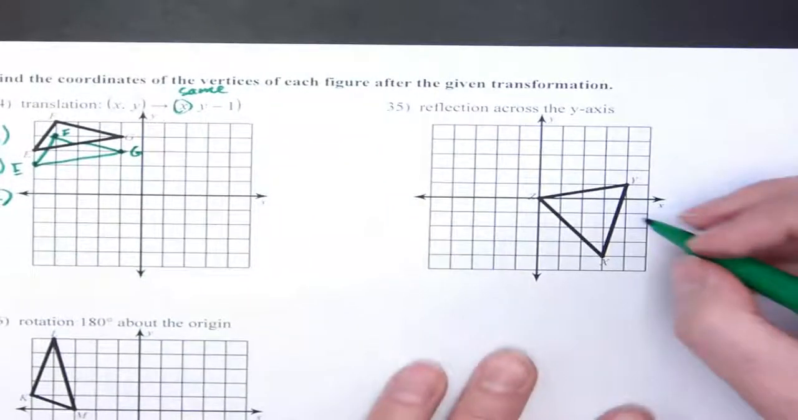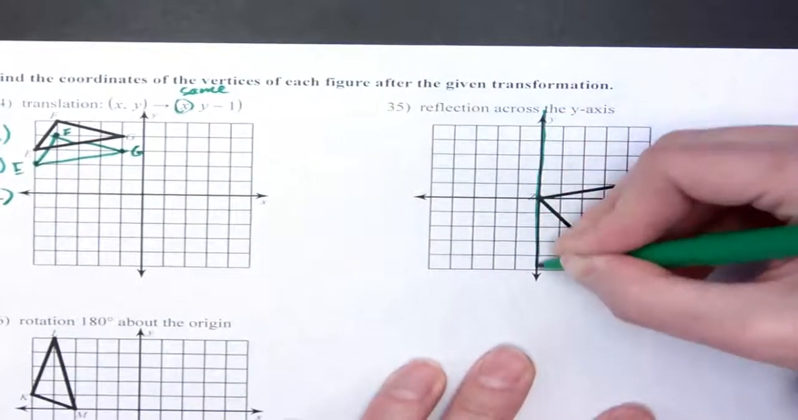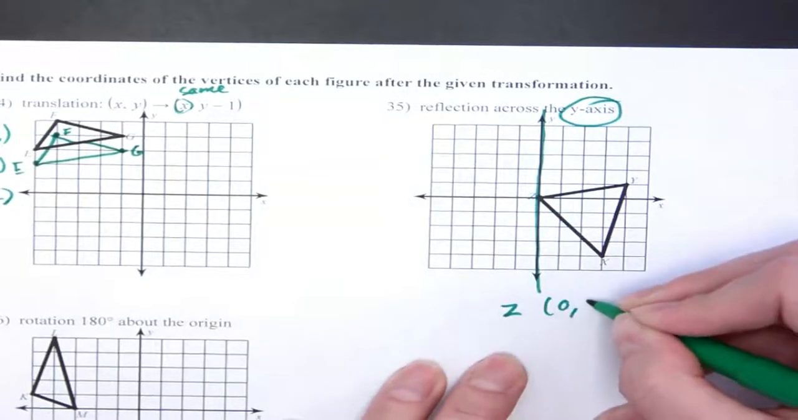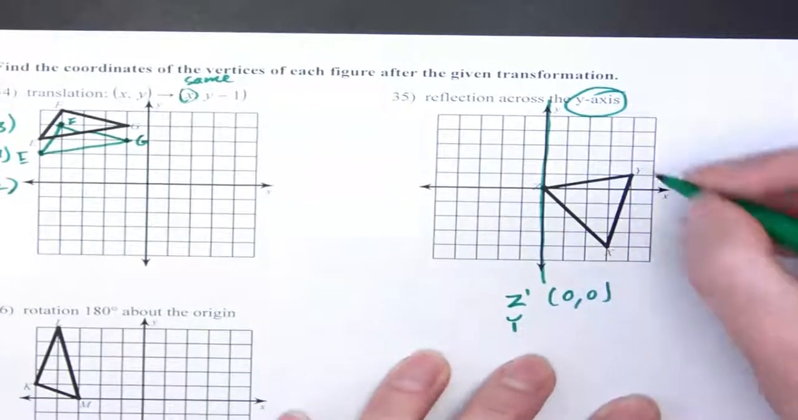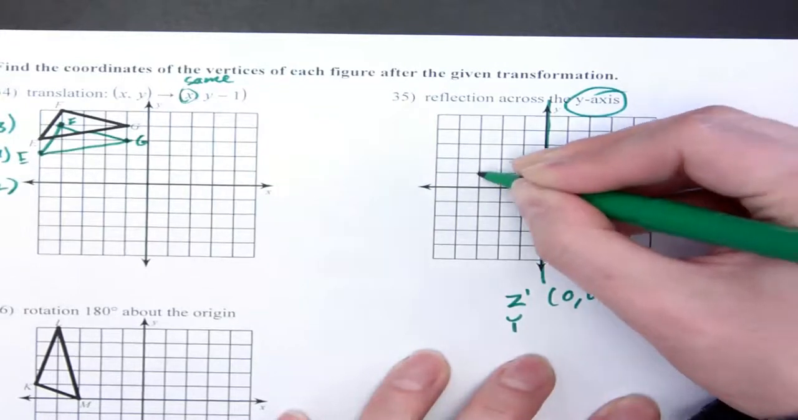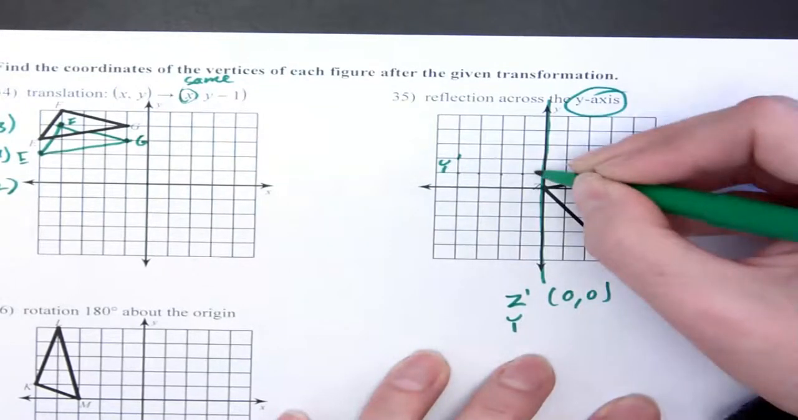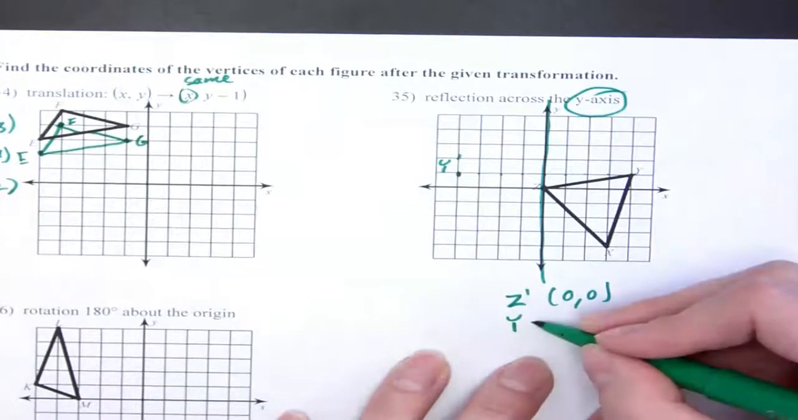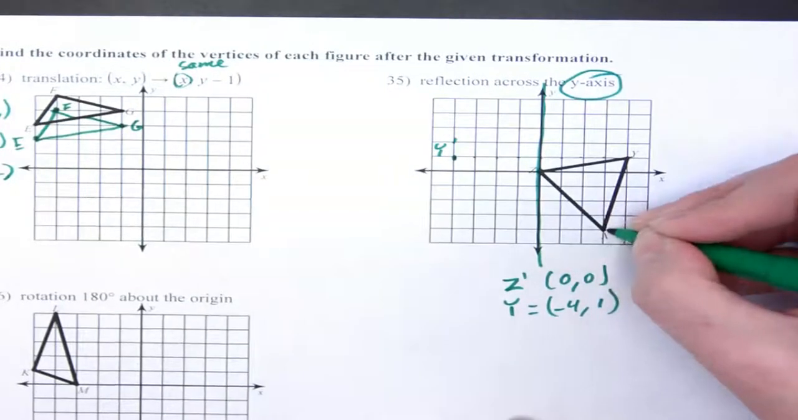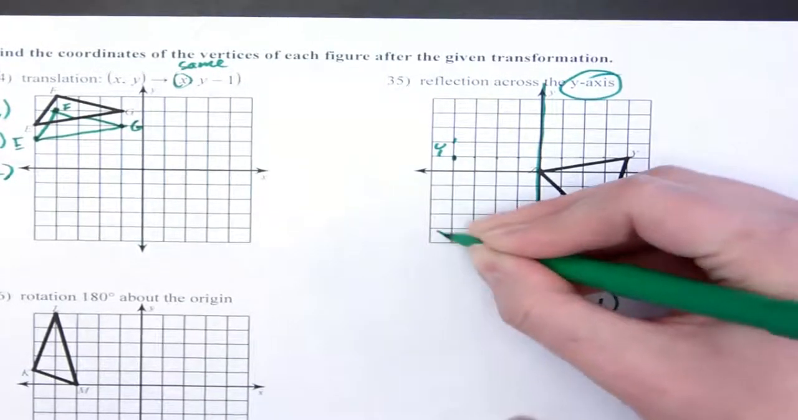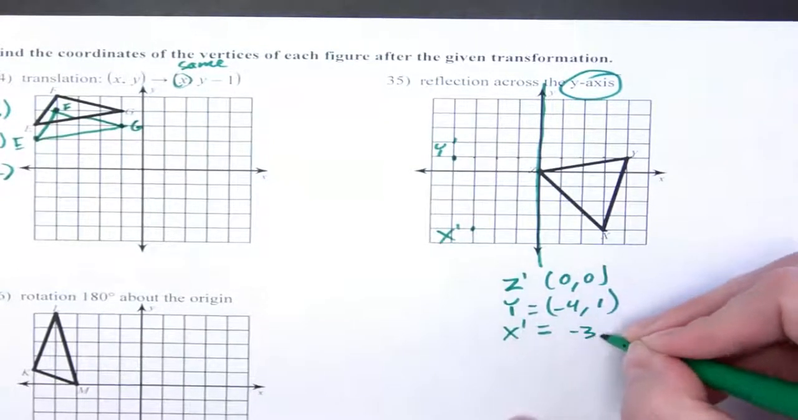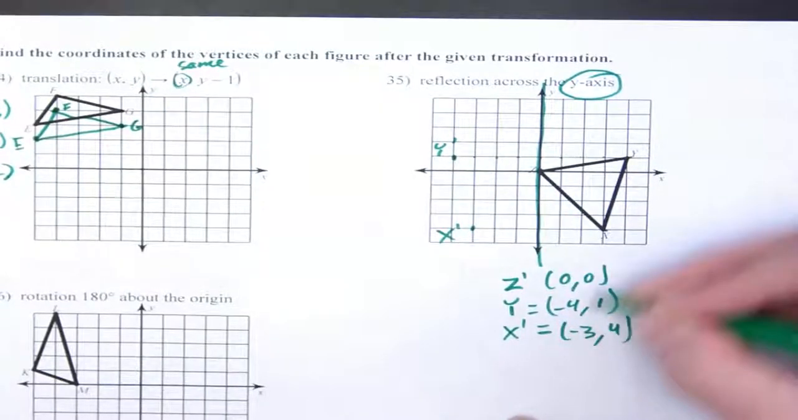Reflection across the y-axis. Z is already on that y-axis, and so Z stays the same. Y is currently up 1 over 1, 2, 3, 4, so I just go back 1, 2, 3, 4. So that is my y prime. So that is -4, 1. And x is currently 3 this direction, so I go 3 this direction. So x prime is -3 and down 4.